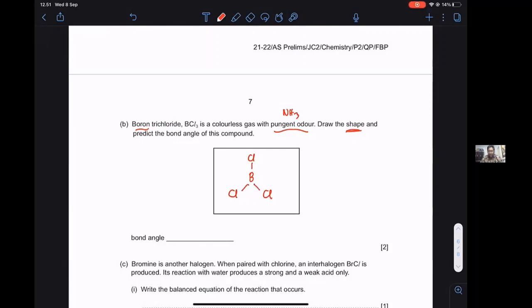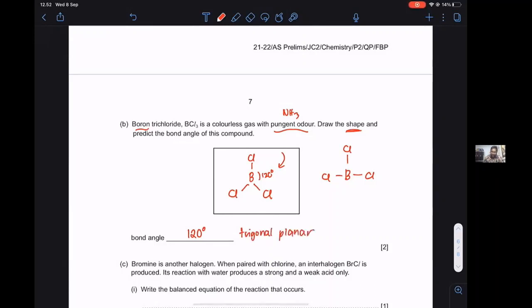I do see some of you writing the cross dot diagram and so on. This is not a cross dot diagram. They didn't ask you to draw the cross dot diagram. Some of you drew something like this, which is not accepted. Please remember they are asking you to draw the actual shape, which shows that this is going to be 120 degrees. So the bond angle is 120 degrees. If they ask you to name it, it is trigonal planar.